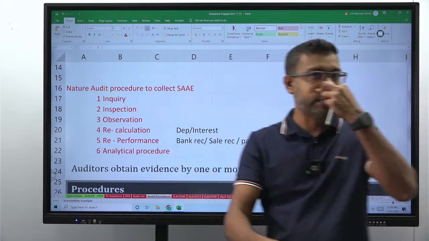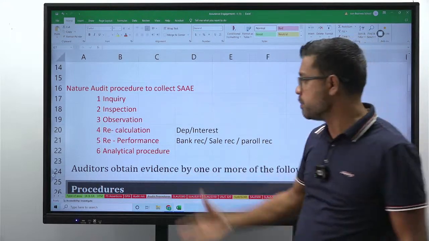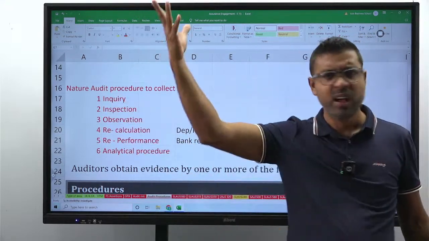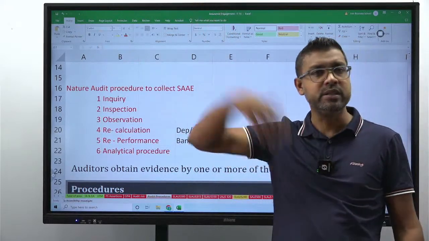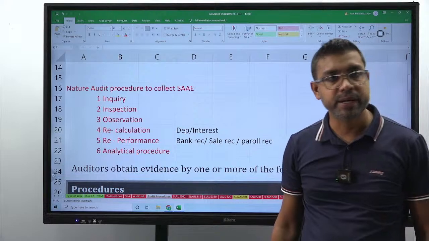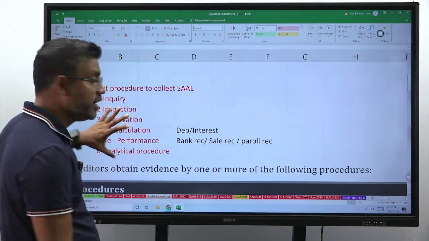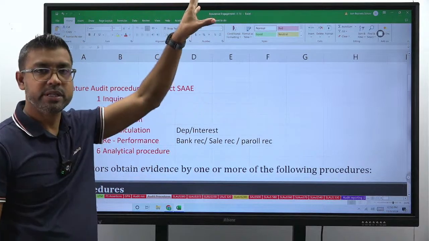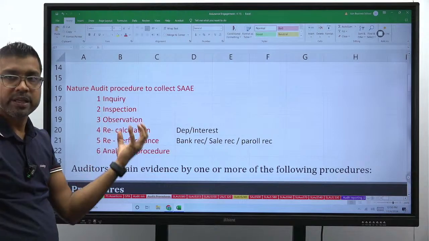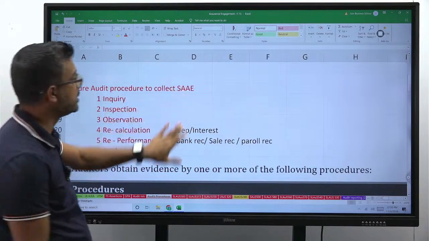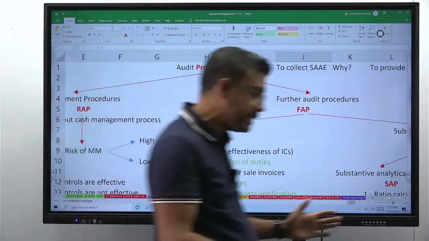Some of these can be risk assessment procedures, some of these can be further audit procedures. Basically recalculation and reperformance are further audit procedures. Inquiry, inspection, observation, those are risk assessment procedures. You should remember to collect sufficient appropriate audit evidence through risk assessment procedures or through further audit procedures. This is what you should perform. This is the real nature and the classification of audit procedures. Fine, so audit procedures we have done.